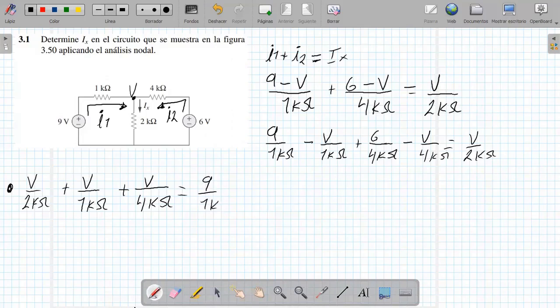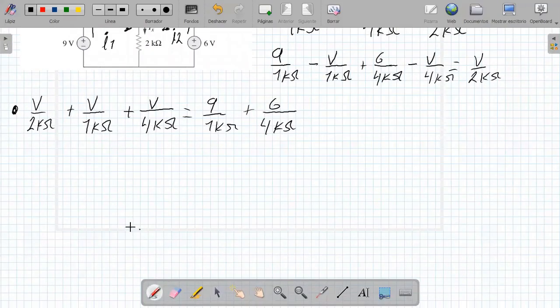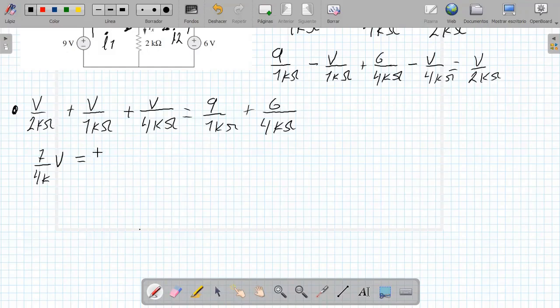Now, if I enter this into the calculator, a half plus 1 plus a quarter is 7 over 4K, and V equals what this gives, which would be 21 over K. If you want, you can check it yourself with the calculator and you will see that the result is correct. So I pass this to multiply and I pass this to divide. It tells me that the voltage at that point is 6 volts.